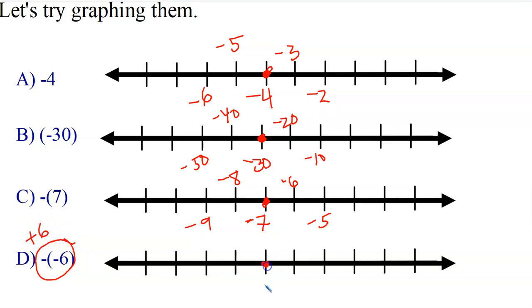So when I graph this one, I put a 6, and then maybe I could skip count by 2s. So maybe I would make this 8 and 10, and then this would be 4 and 2. So we're graphing integers on a number line.